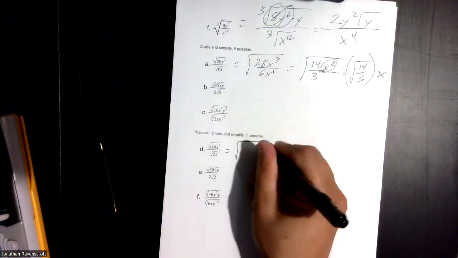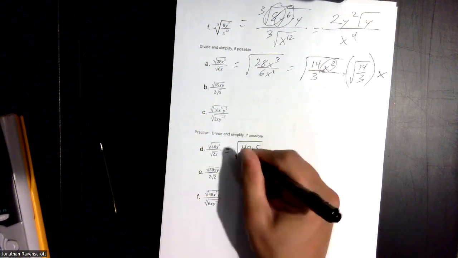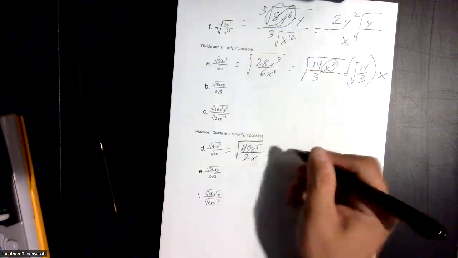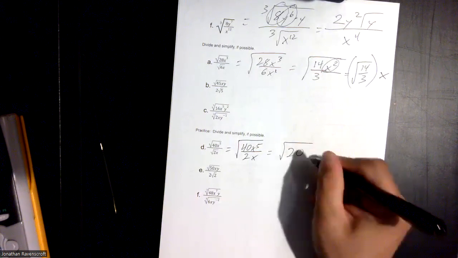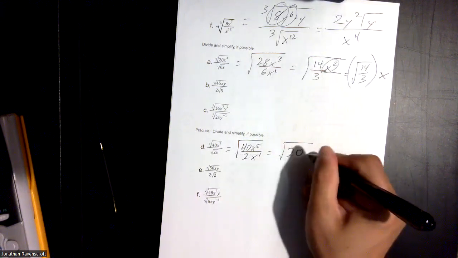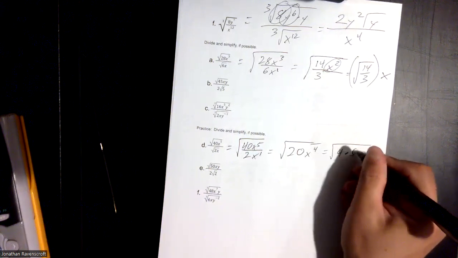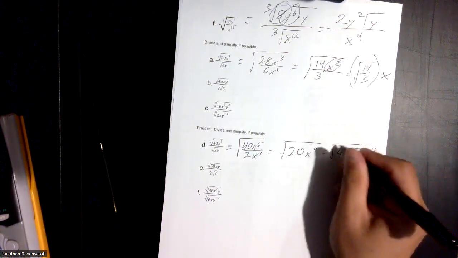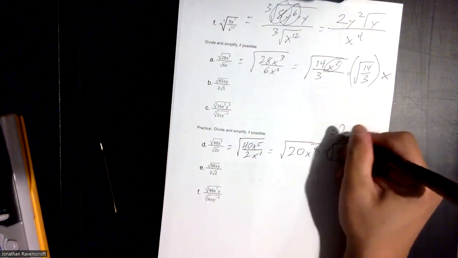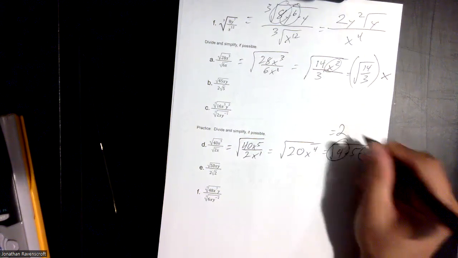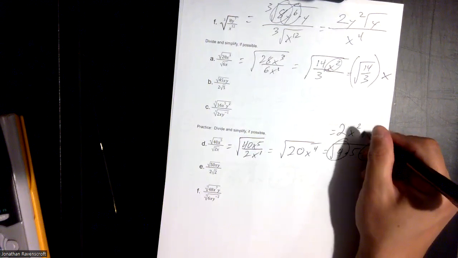Okay. Try out the practice problems. Use those as a model. Condense this into 1. 40 x to the 5th over 2x is the square root of 20. 5 take away 1 is x to the 4th. 20 is 4 times 5. The square root of 4 is 2. The square root of x to the 4th is x squared. 5 will stay under the radical.